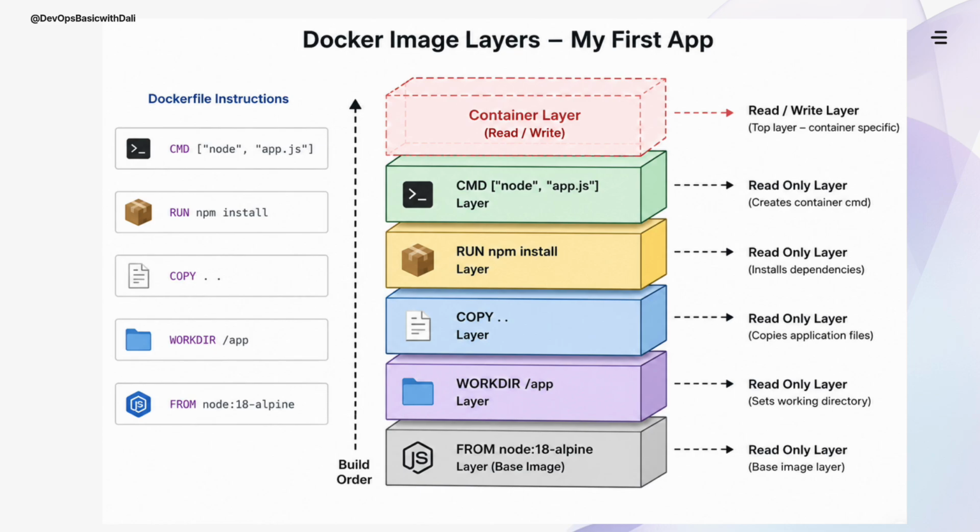Docker stores all these layers separately. That is very important because if only one part changes, Docker can reuse the other existing layers instead of rebuilding everything again. This is exactly what makes Docker builds faster and more efficient through caching.